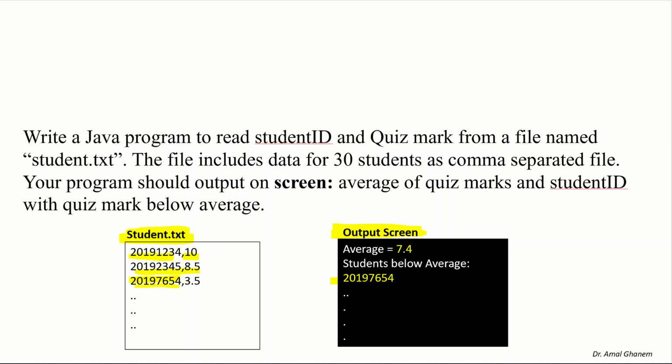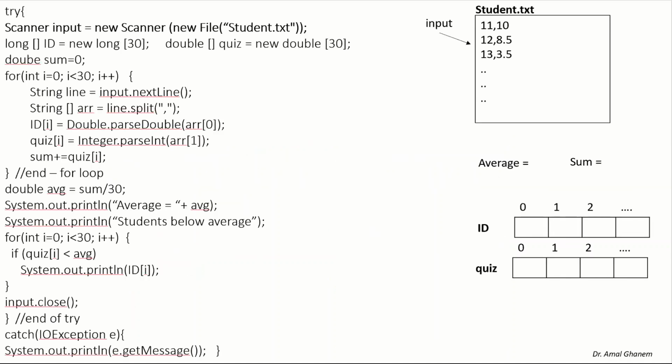That's why we have to go through each line, save the ID, and also save the quiz mark. And because we have 30 students, it means I have to use an array. I will use an array for the student ID, and I will use another array for the student mark. So we will do the example as follows.